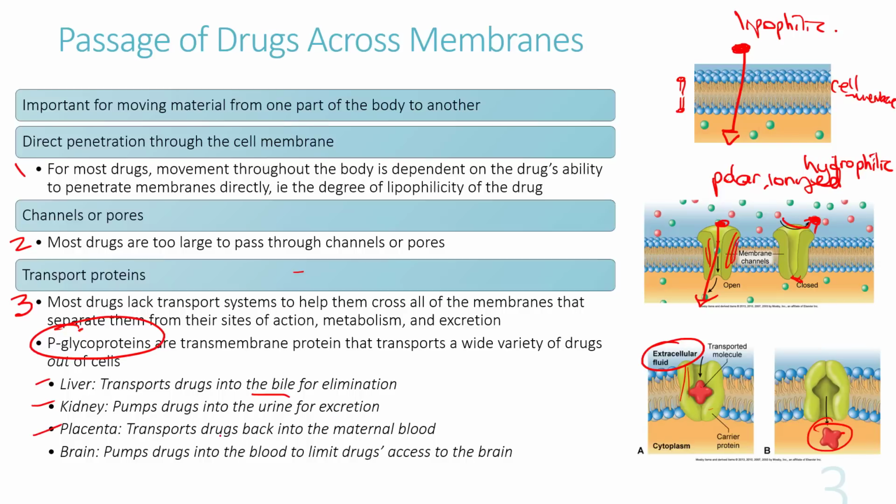In the placenta, it pumps drugs out of the fetal circulation back into the maternal circulation. In the brain, it pumps drugs into the blood out of the brain. So it limits the access of drugs that enter into the brain. So again, these are the three ways that drugs can go across the membrane.